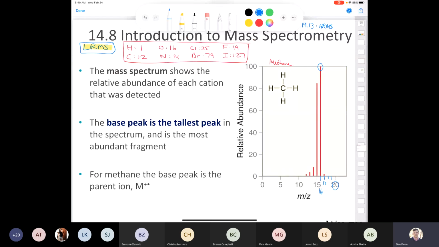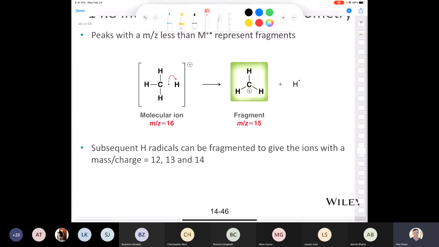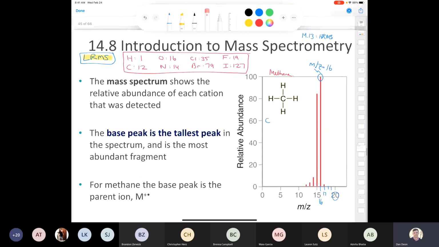Now remember, this represents a mass over charge equal to 16. Where does that come from? Well, if I calculate CH4, I've got 1 carbon, which has a mass of 12, and 4 hydrogens, which each have a mass of 1. So that gives me 12 plus 4, which gives me 16.